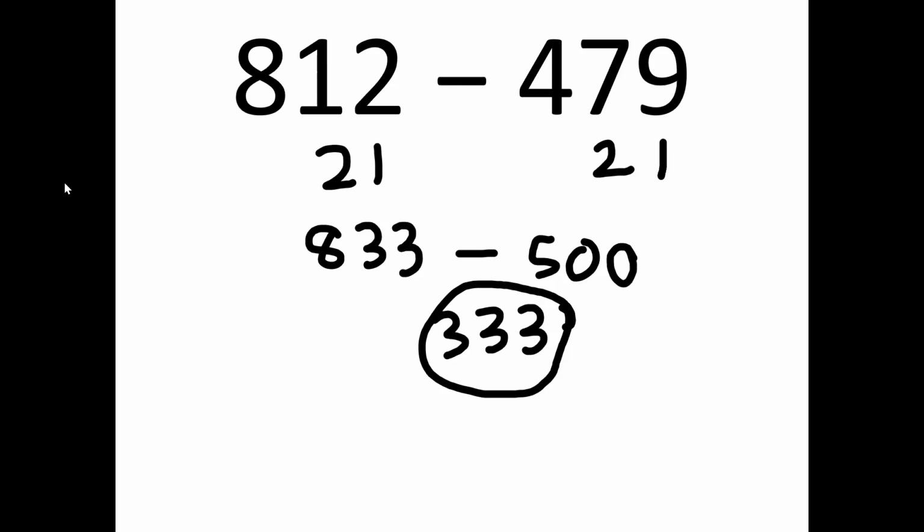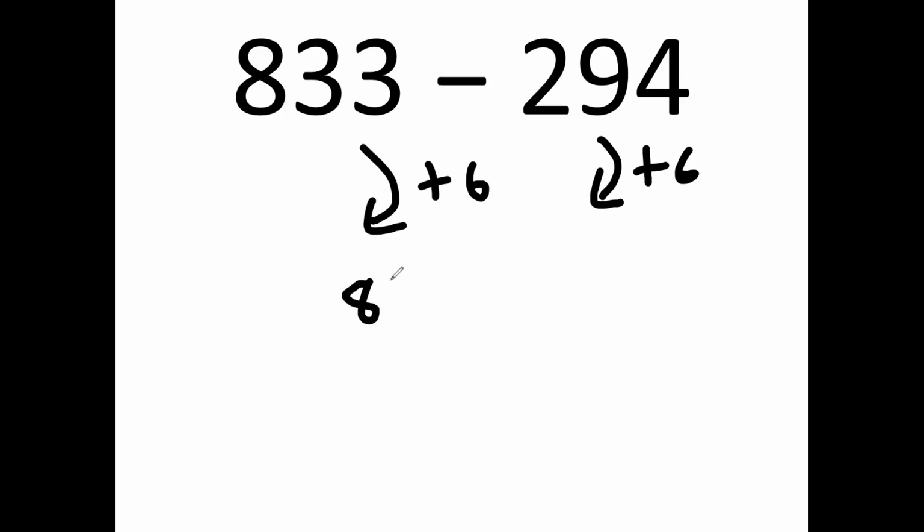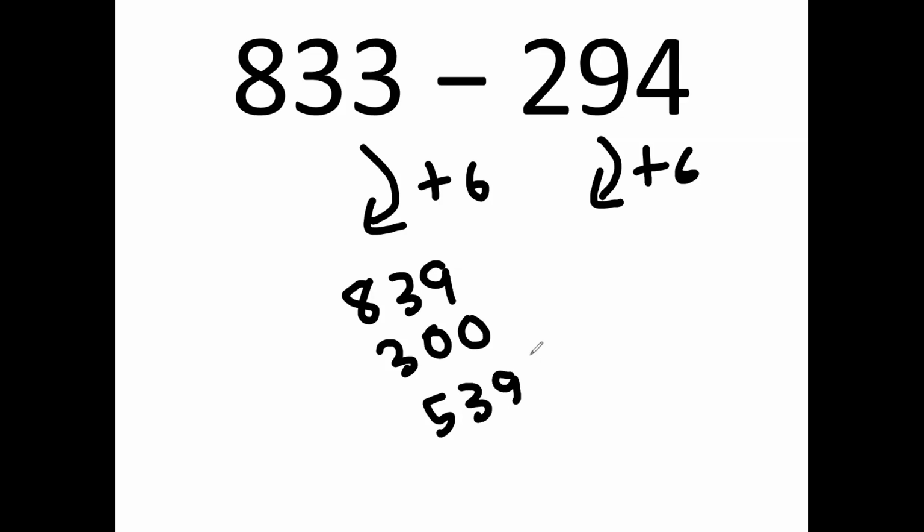Now is a good time to pause the video and try the next one on your own. Now let's go over the solution for 833 minus 294. If we add 6 to both piles, then we'll get 839 minus 300, which means 539 is the answer we receive. If you got 539, good job to you.